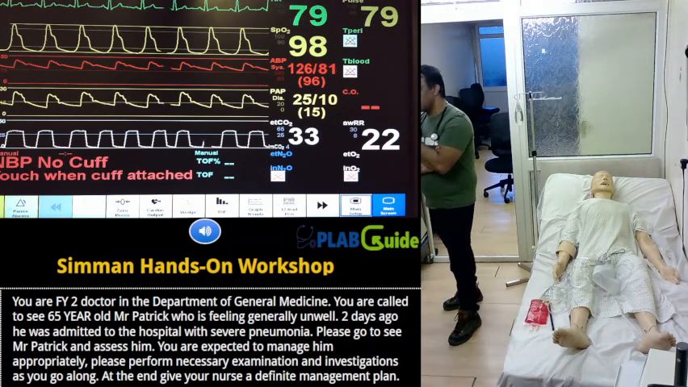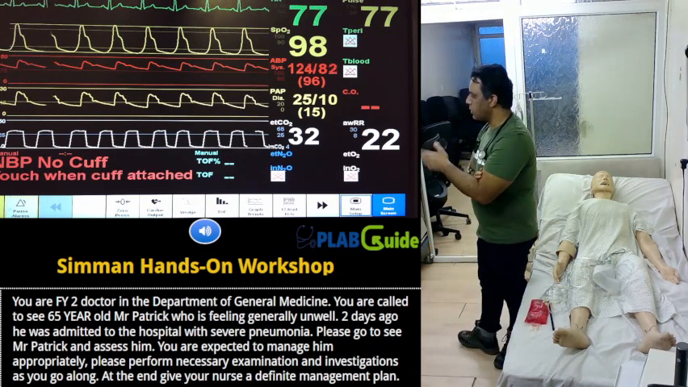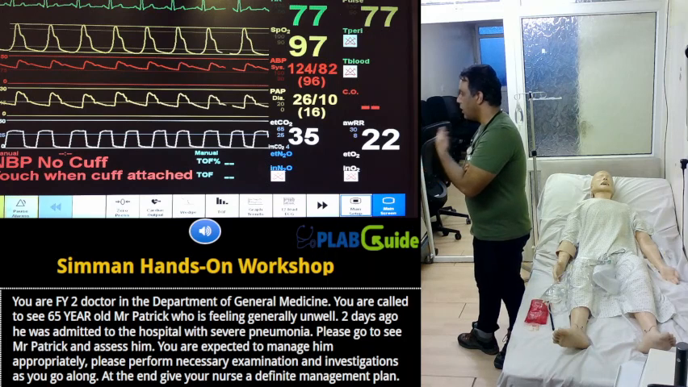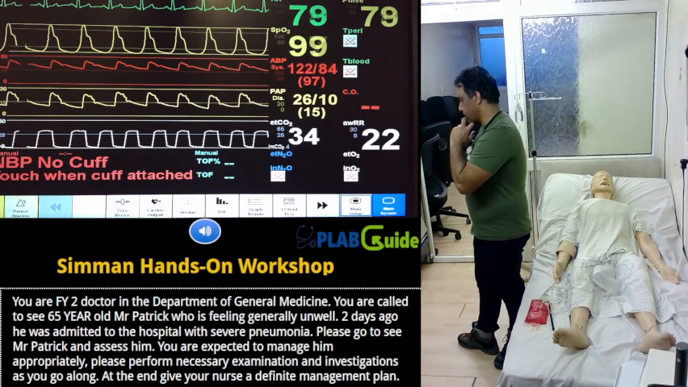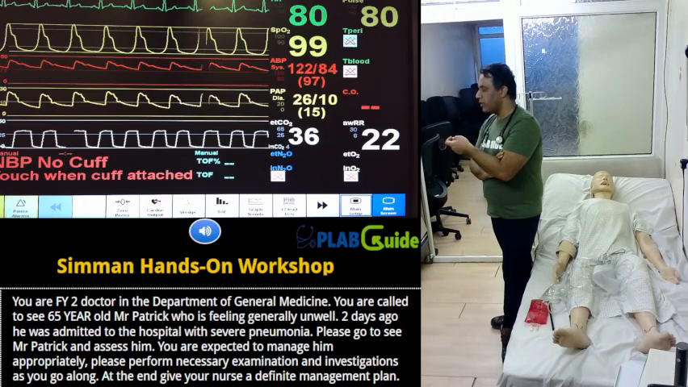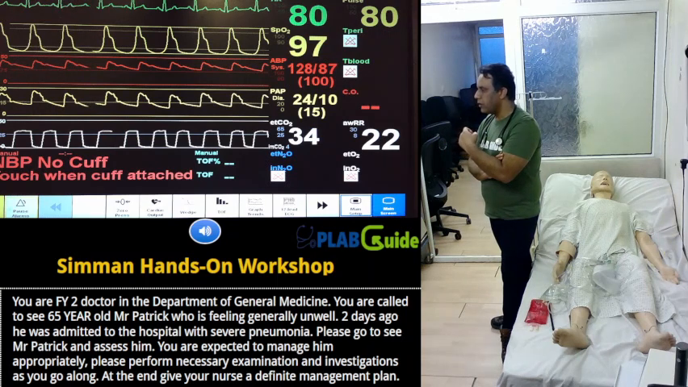The examiner normally asks, you gave one bolus, two boluses, three boluses, and there is no improvement. What could be the reason? In that case, if it is not improving, it means the patient may be severely dehydrated as well.